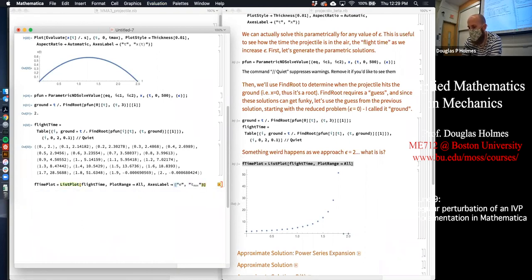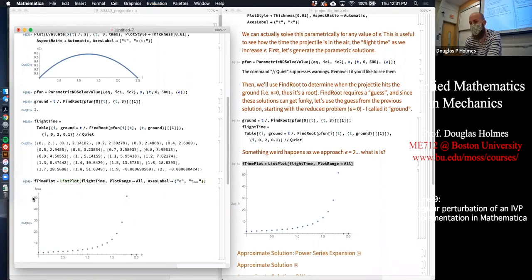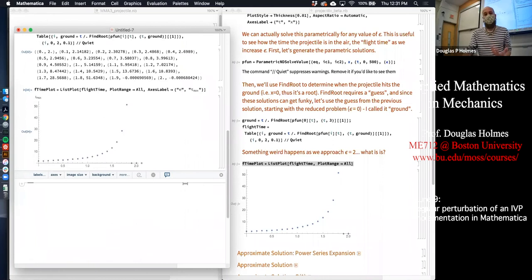And I forgot to close it, so it yelled at me. There we go. So look what happens. The reason I went through this is not to show you the Mathematica craziness that happens to get there, but to show you why this problem is hard. As epsilon is small, the ball goes up and comes back down in 2 seconds.